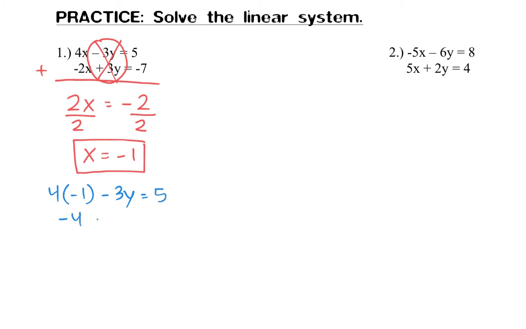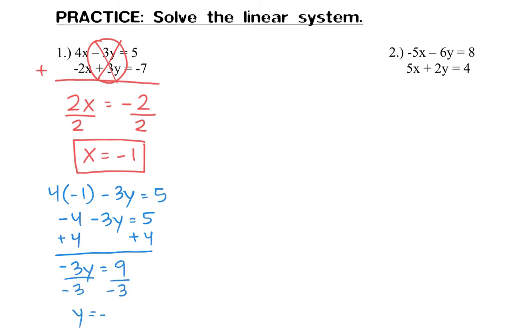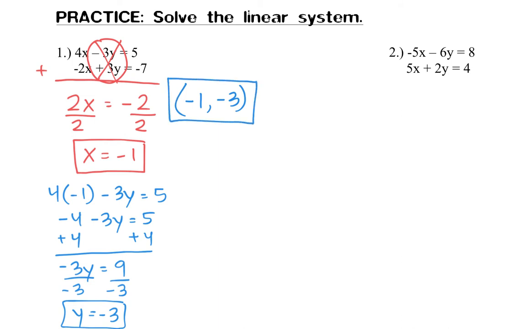So this is negative 4 minus 3y equals 5. Add 4 to each side. Negative 3y equals 9. Divide by negative 3. And you get y is negative 3. Okay, again, then don't forget the final step, which is you need to write your answer as an ordered pair. So x is negative 1, y is negative 3, so that's the ordered pair, negative 1 comma negative 3.